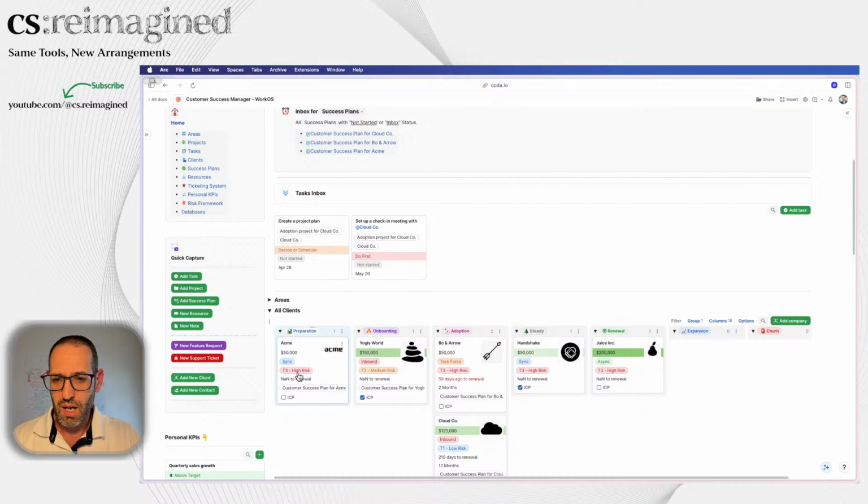Whether they are high risk or low risk, how healthy they are, how many days they have to renewal, and obviously to understand if they're ICP, because if they're not ICP, there is a risk already there for a product unfit, or maybe a communication unfit, or regulation, and so on. Some of the risks we will look at in a second. And obviously the stage that they are in.